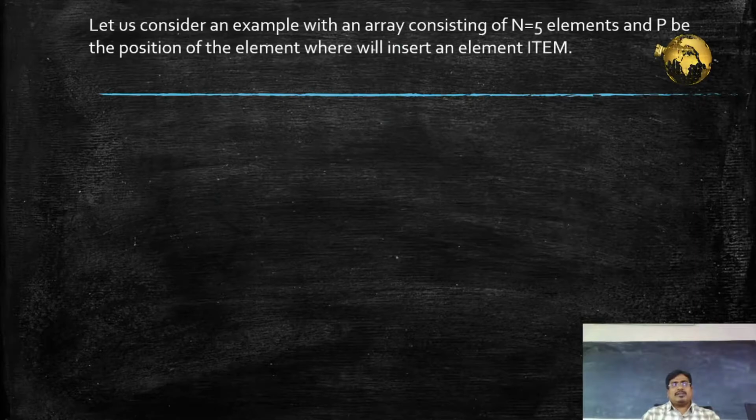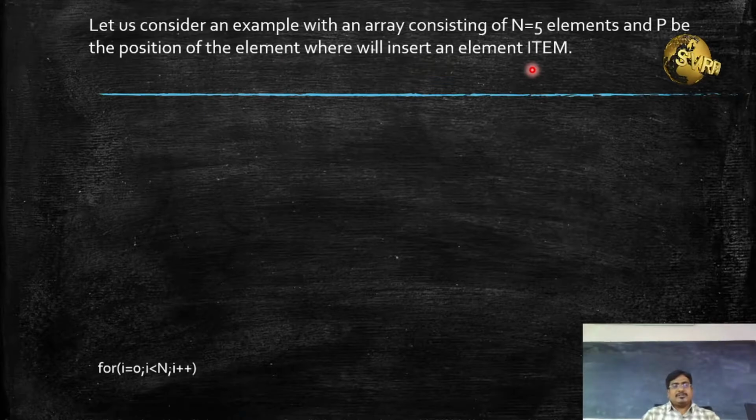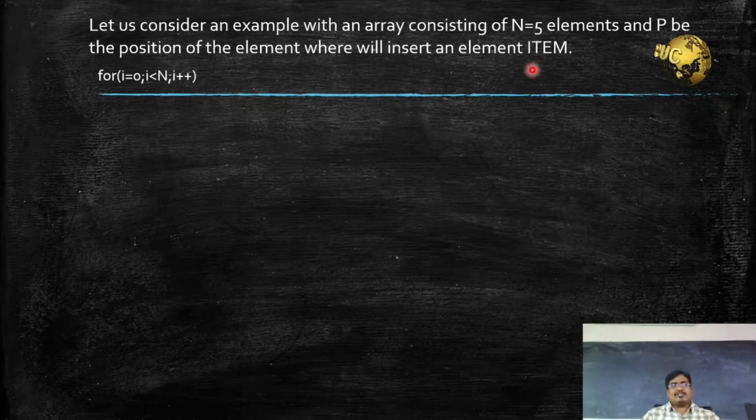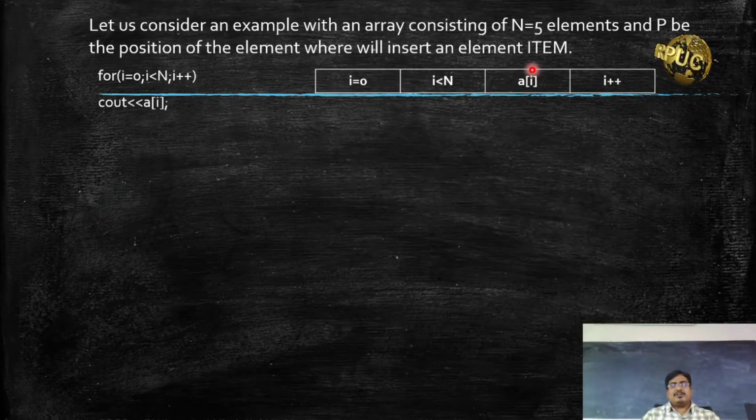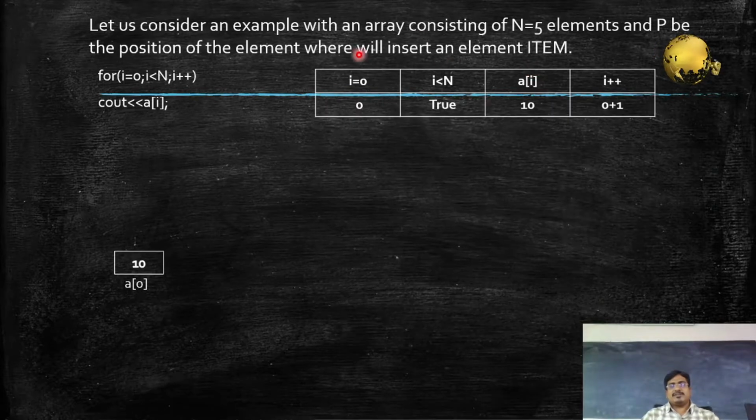Now let us consider an example with an array consisting of n is equal to 5 elements, and p the position of the element where we will insert an item. So now we will see for i is equal to 0, i less than n, i plus plus, and we will see a of i. We will see how the elements are inserted. In the first case, you can see i is equal to 0. You can see the laser point, i is equal to 0.